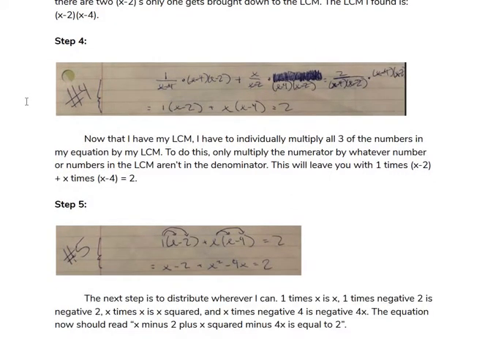Step 4. Now that I have my LCM, I have to individually multiply all three of the numbers in my equation by my LCM. To do this, only multiply the numerator by whatever number or numbers in the LCM aren't in the denominator. This will leave you with 1 times x minus 2 plus x times x minus 4 equals 2.